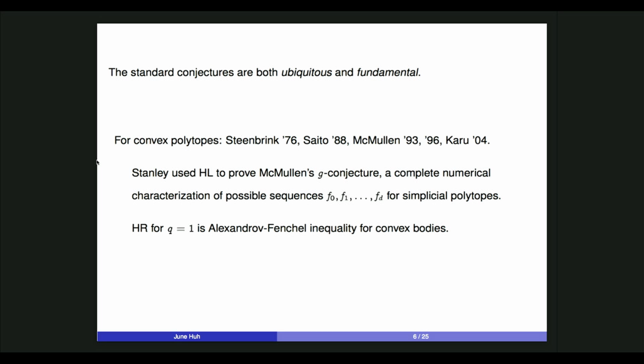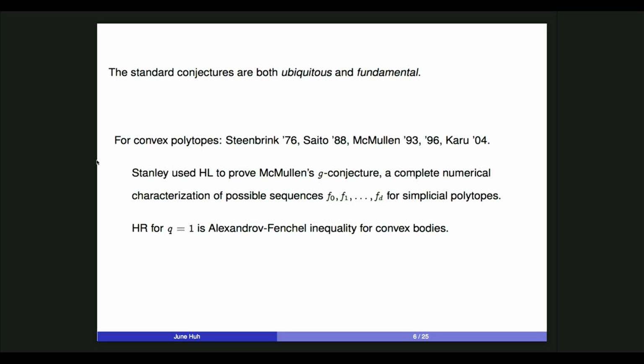So in the case of convex polytopes, there are several names involved spanning decades, and it also has an interesting story. Stanley famously used the Hard-Lefschetz part of this package to prove Peter McMullen's g-conjecture, which gives a complete numerical characterization of all possible sequences f0, f1, ..., fd for simplicial polytopes. So fi is the number of i-dimensional faces of your given d-dimensional simplicial polytope.